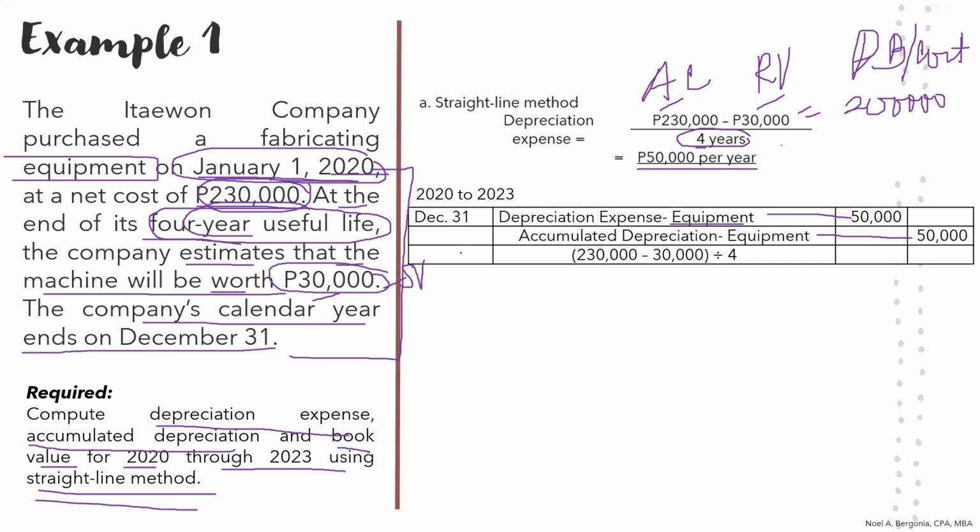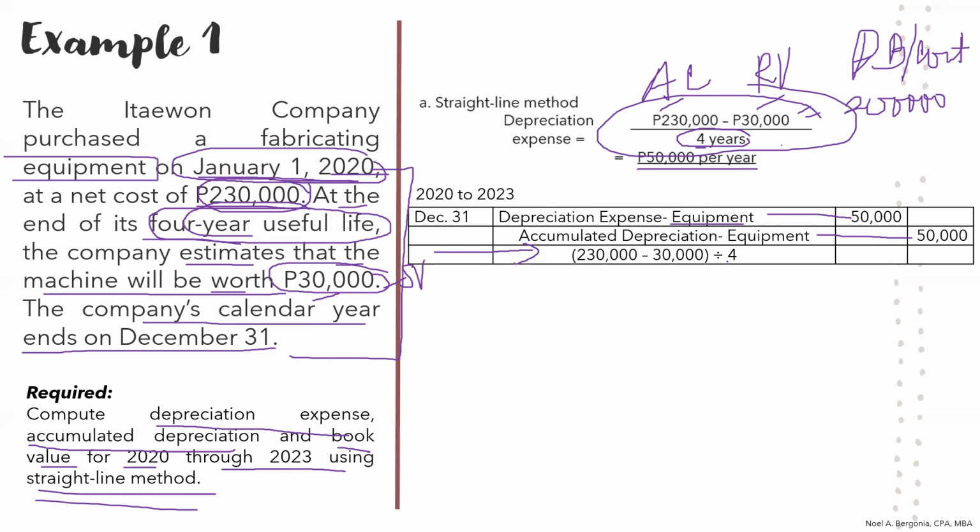Pagkasyahin nyo na lang sa isang line yung computation. Okay, wag nyo pong ilalagay yung ganito kasi mahirapan kayong maglagay. Okay? Mas madami kayong lines na magagamit. Okay? So that's your journal entry every December 31, 2020, 21, 22, 23, kasi pare-parehas, we are using the straight line method.